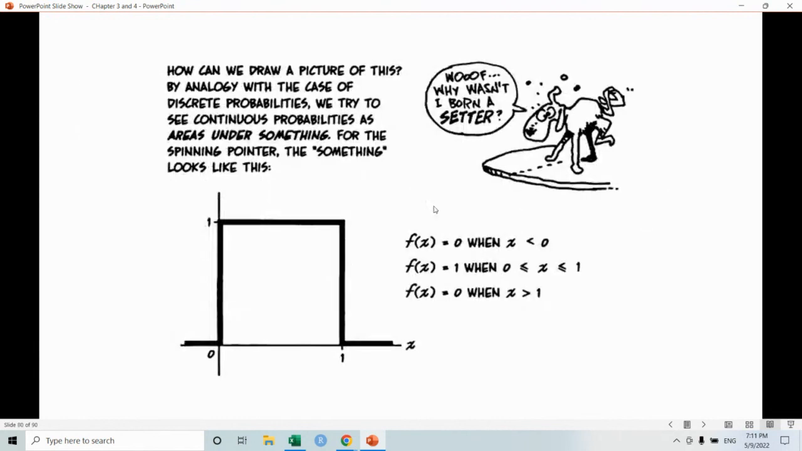So how can we draw a picture of this? By analogy with the case of discrete probabilities, we try to see continuous probabilities as areas under something. For the spinning pointer, the something looks like this. So basically, it's always 1, anywhere between 0 and 1. So it would be the entire spinner itself. So f of x equals 0 when x is less than 0. f of x equals 1 when x is between 0 and 1. And f of x equals 0 when x is greater than 1.